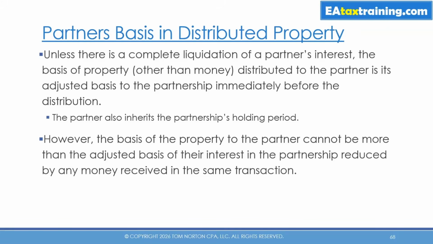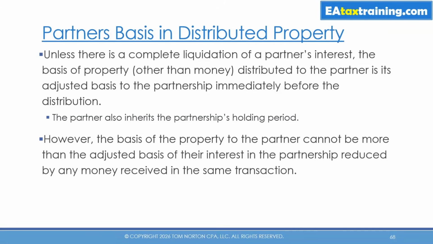So now let's talk specifically about the partner's basis in the distributed property. Unless there is a complete liquidation of a partner's interest, the basis in the property, other than money, distributed to the partner is its adjusted basis to the partnership immediately before the distribution. And then the partner also inherits the partnership's holding period. So this is what we talked about. You get property from the partnership, you're going to inherit the partnership's basis in that property, along with their holding period.